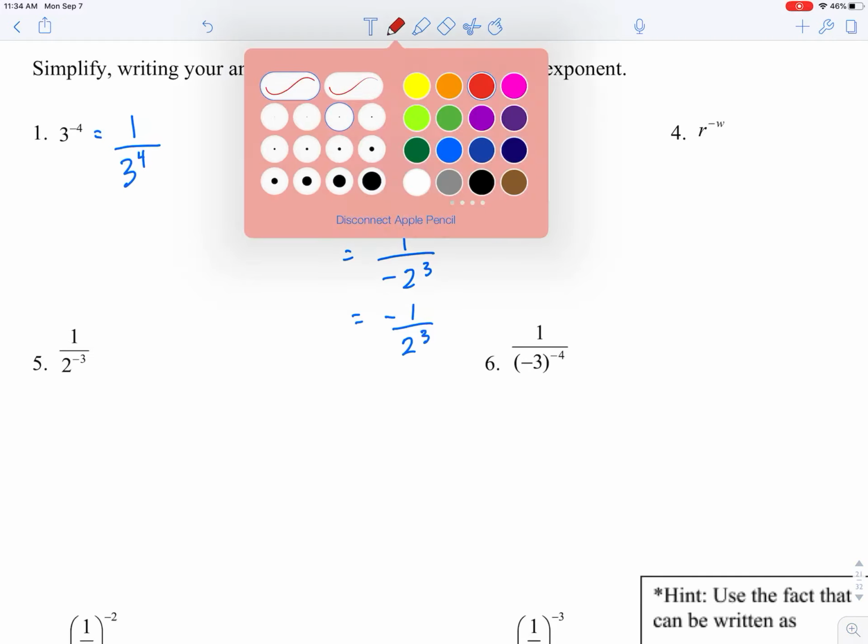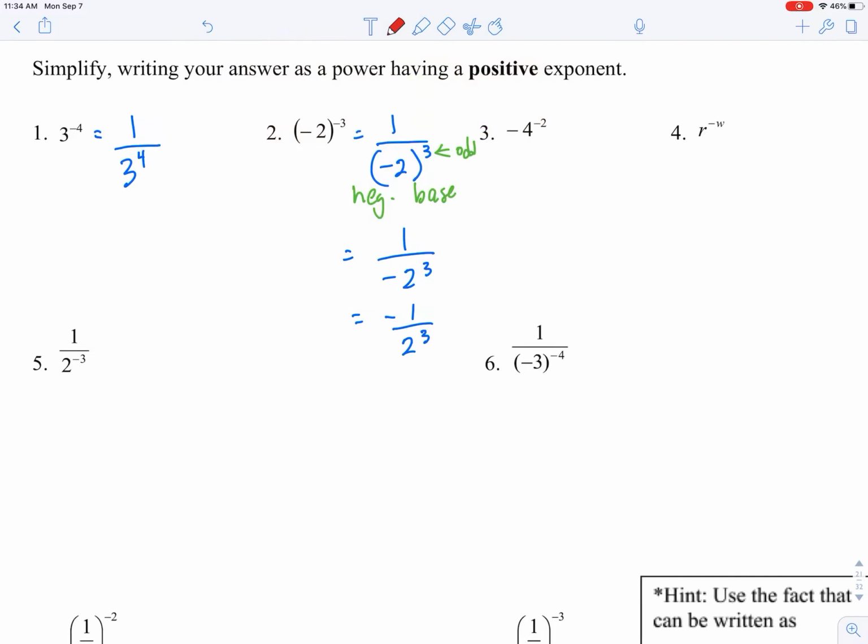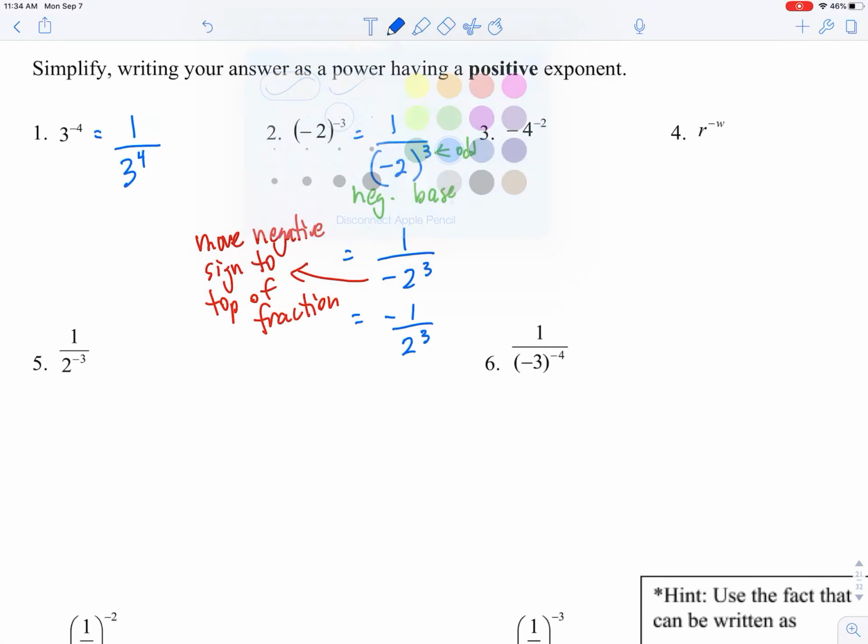So I'm just going to write: move negative sign to top of fraction. That's just the convention. Okay, -4 to the -2. This minus sign out front is going to stay out front no matter what. So when I write equals, it's going to be equals minus something. 4 to the minus 2 is going to give me 1 over 4 squared. The negative becomes a positive exponent.